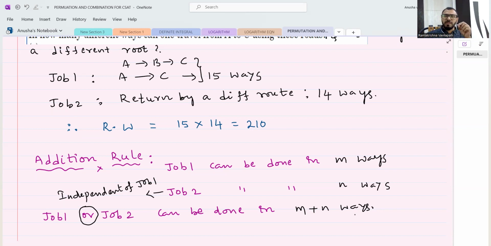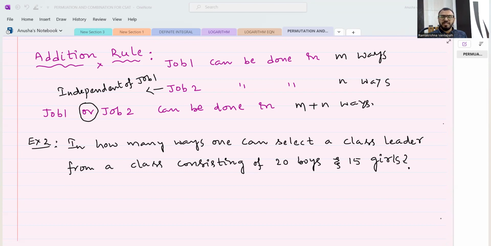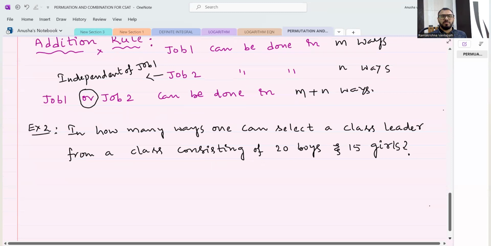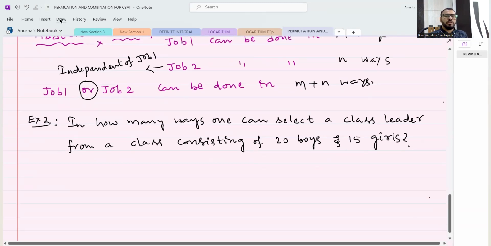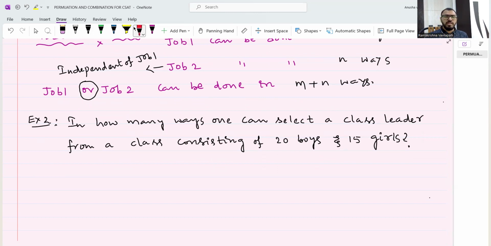Here we are using the word or. We are separating the jobs. I'll write that example. In how many ways can one select a class leader from a class consisting of 20 boys and 15 girls? Here we have to use the addition rule. In fact, we do not employ those rules. Without employing those rules, automatically we'll come to know when to use the multiplication rule and when to use the addition rule.